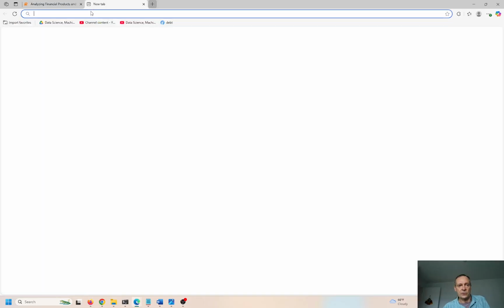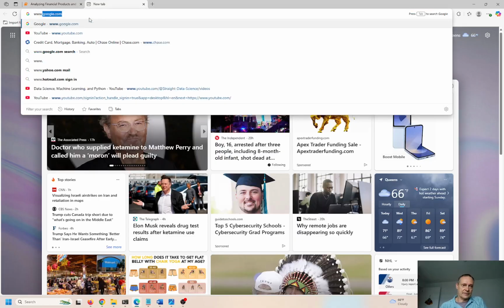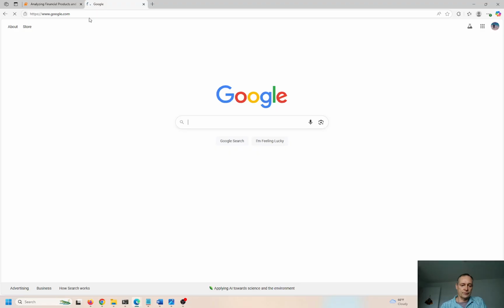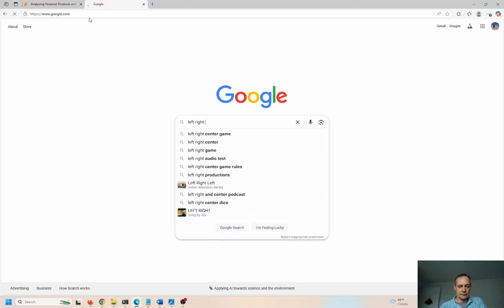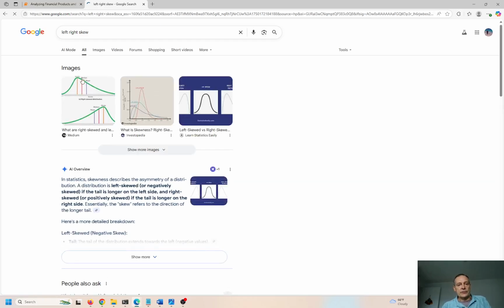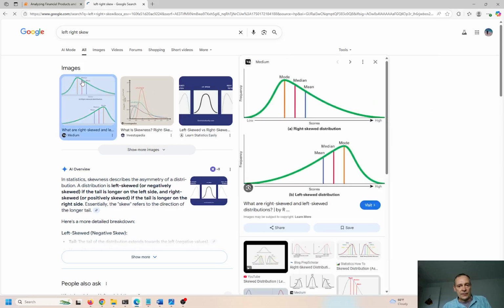Let me Google this. I haven't used this concept in a little bit. Give me a second. Left, right skew. So let me see what this thing says. Right skew, yeah, that's what I said. Okay, so if there's a big tail to the right, right skew, big tail to the left, left skew. So that's pretty intuitive, right?